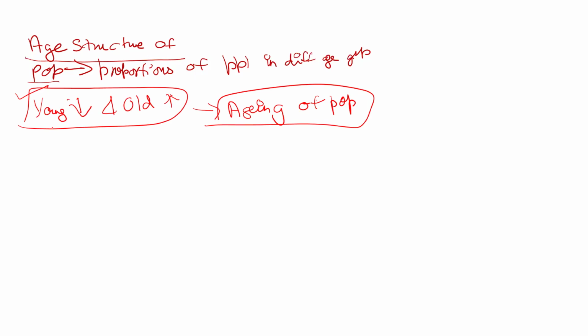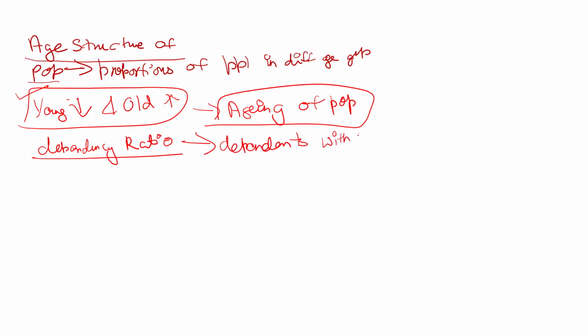Now, dependency ratio. Dependency ratio is the proportion of dependents. Who are dependents? Elderly people and children, relative to the working age group of 15 to 64 years.